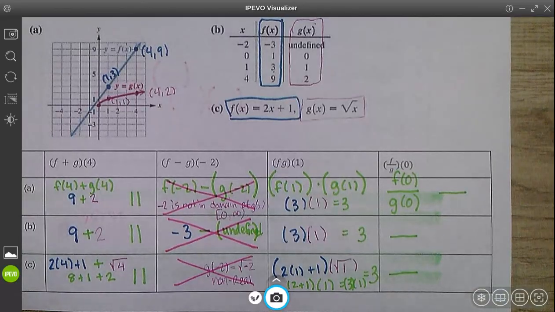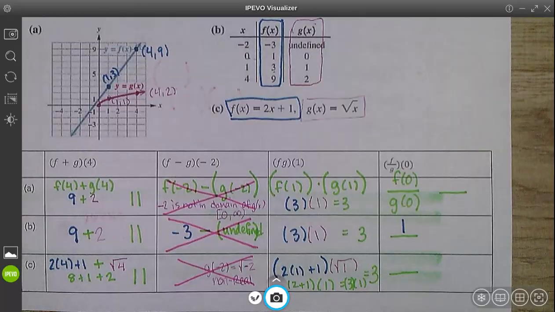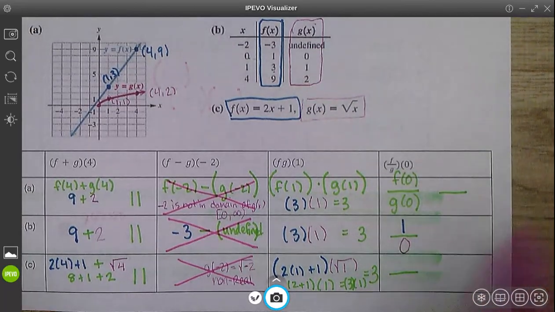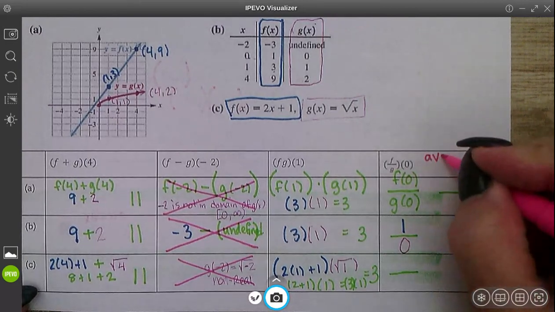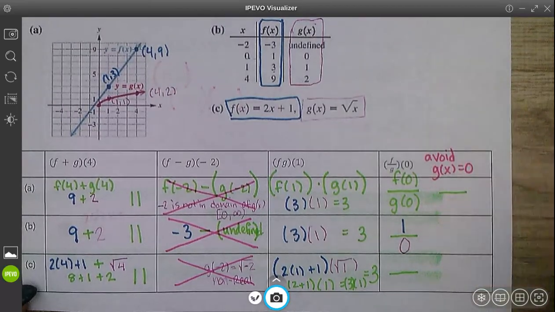F of 0, according to the table, is 1. G of 0, according to the table, is 0. Oh, mercy. I cannot do 1 divided by 0. Because I put g of x in the denominator, I have to avoid g of x equaling 0.